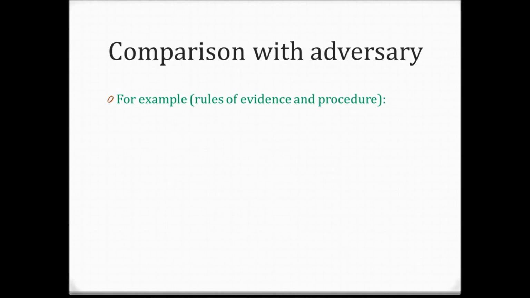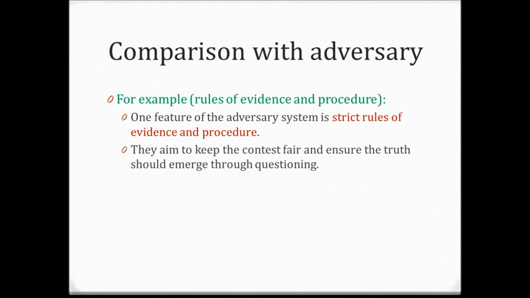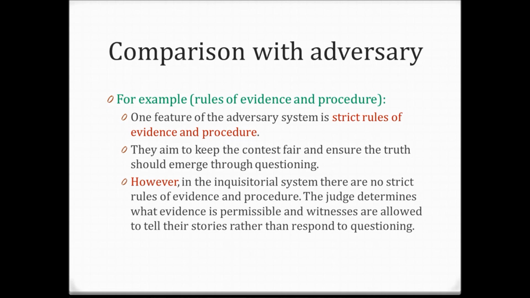And finally, for rules of evidence and procedure, again, identify the feature. One feature of the adversary system is the strict rules of evidence and procedure. Outline it by saying they aim to keep the contest fair and ensure the truth should emerge through questioning, and then compare it and say, however, in the inquisitorial system, there are no strict rules of evidence and procedure. The judge determines what evidence is permissible and witnesses are allowed to tell their stories rather than respond to questioning. And that's it.